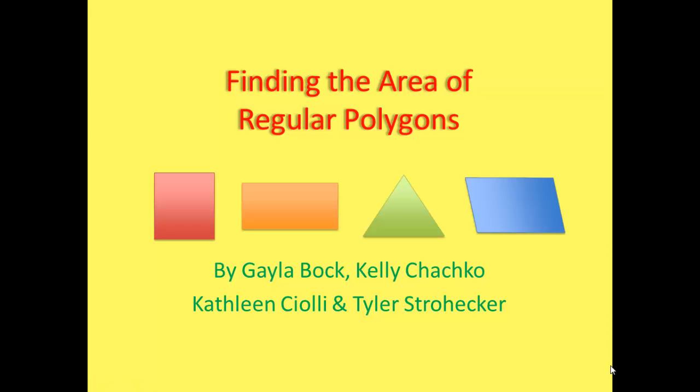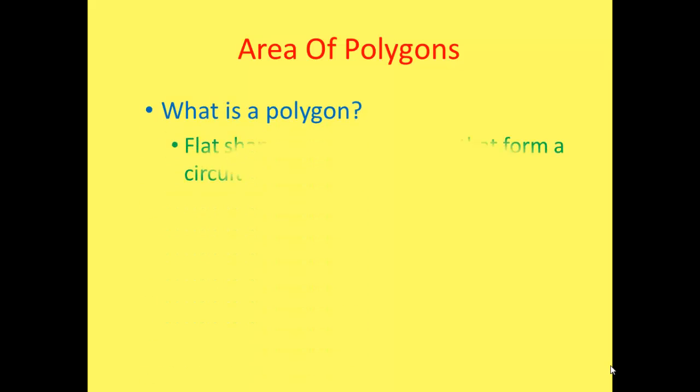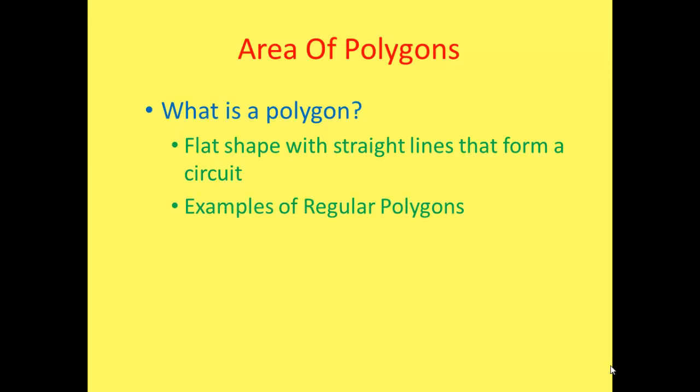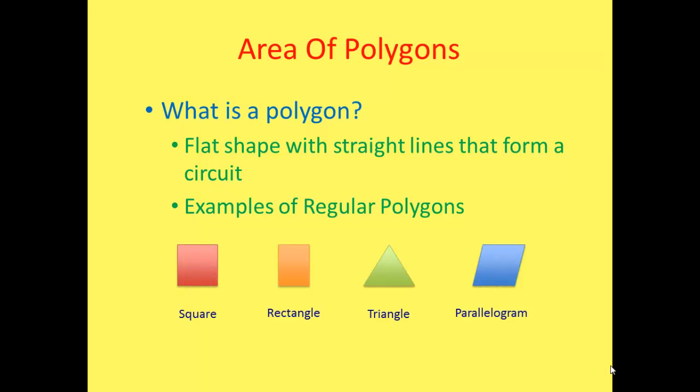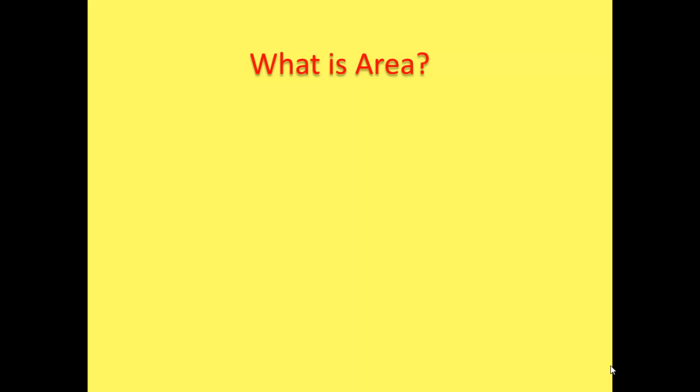Going to talk about finding the area of regular polygons. The first thing we're going to do is discuss what a polygon is. What is a polygon? A polygon is a flat shape with straight lines that form a circuit. Here are some examples of regular polygons: a rectangle, a triangle, a parallelogram, or a square.